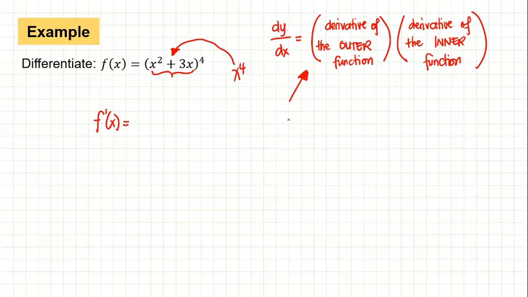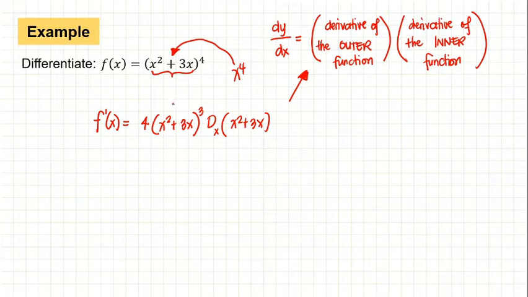So in this case, we will apply the power rule. So we will bring down 4. Then leave the inner function alone. Do not change it. So we will just copy x squared plus 3x raised to the power of 4 minus 1, which is 3. Then we will differentiate the inner function, which is x squared plus 3x with respect to x. So we will now take the derivative of the inner function.